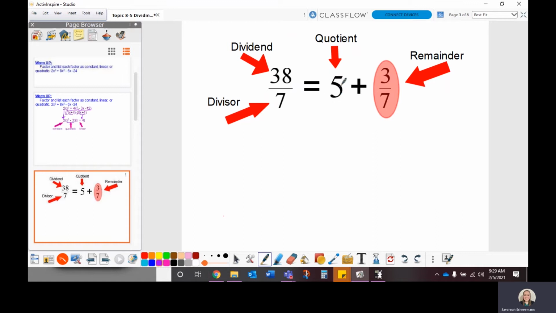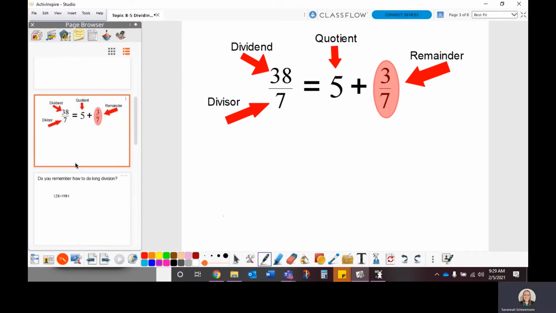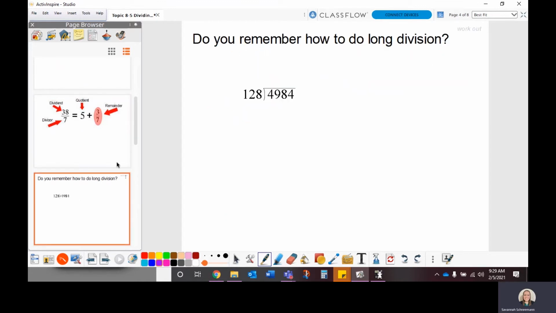That is your answer. But then 38 over 7 does not divide perfectly into 5, so you have what's called a remainder. You have a remainder of 3. So we always write that as 3 over 7 because 7 was our divisor. So let's put this in the context of some long division.